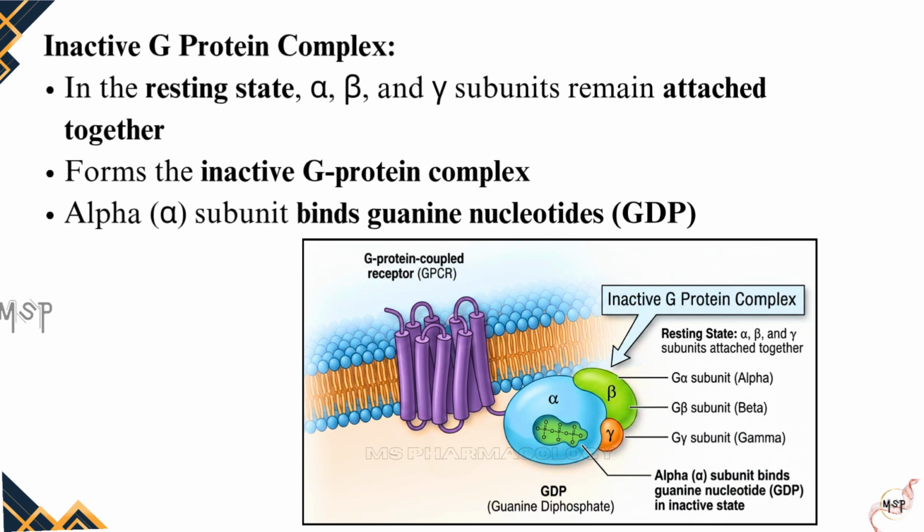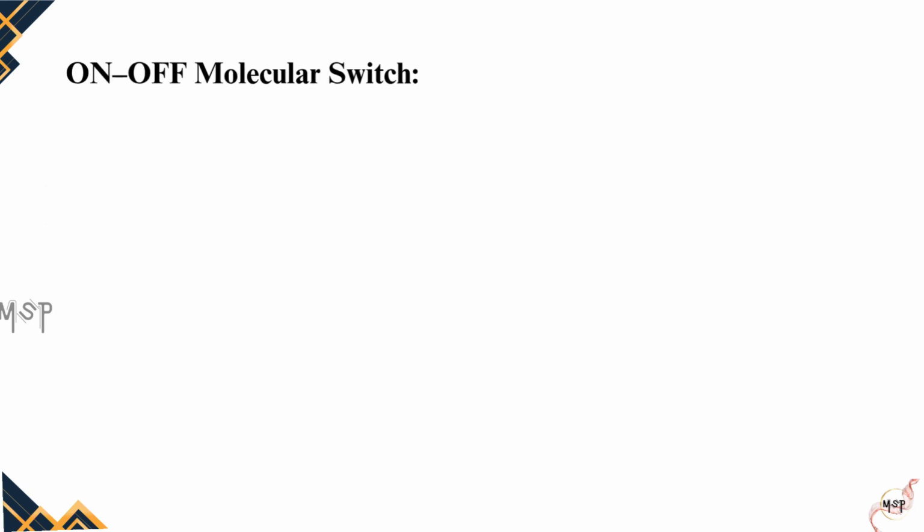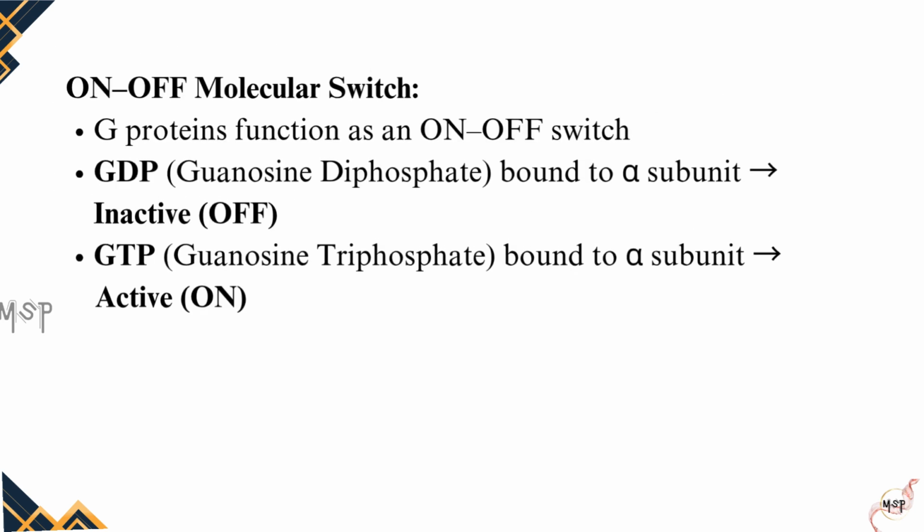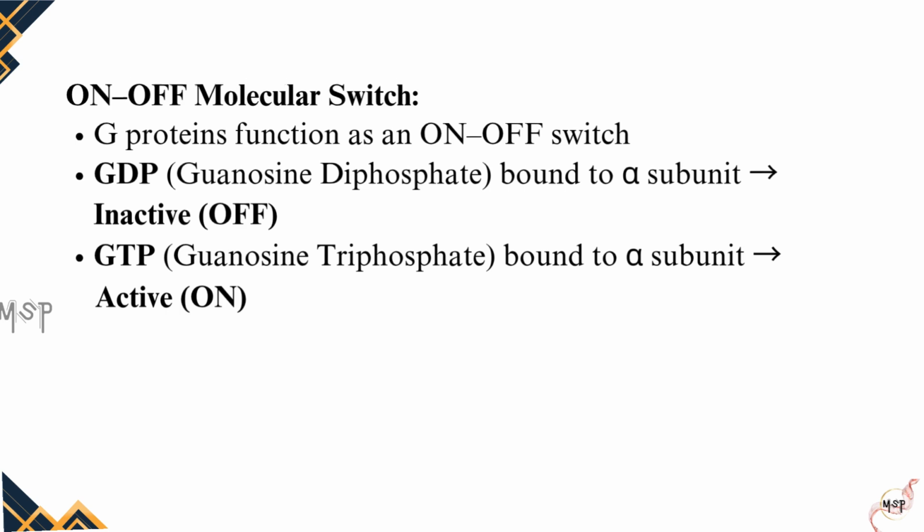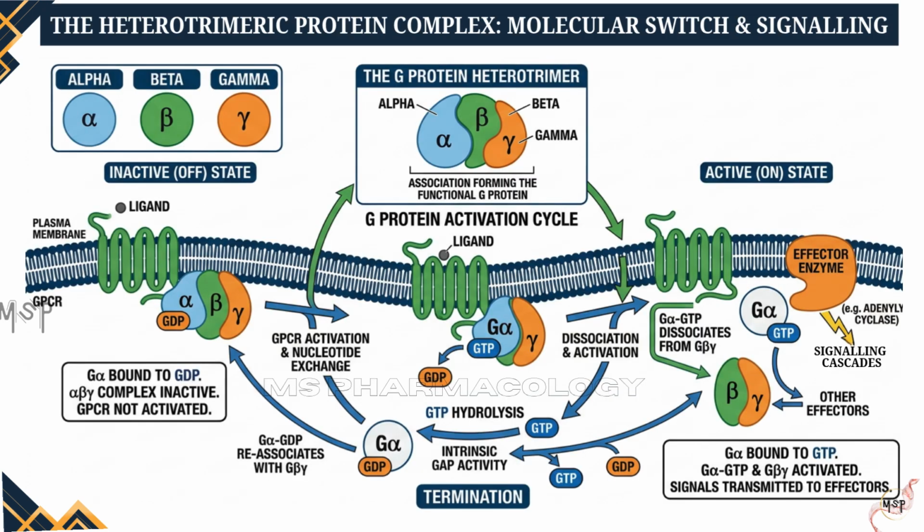Among them, the alpha subunit is especially important because it binds small molecules called guanine nucleotides, which determine whether the G-protein is active or inactive. You can think of the G-protein as an on-off molecular switch. When the alpha subunit is bound to GDP, or guanosine diphosphate, the G-protein remains inactive, or off.